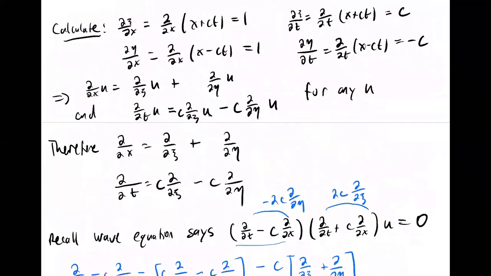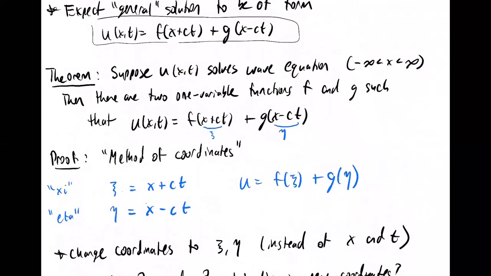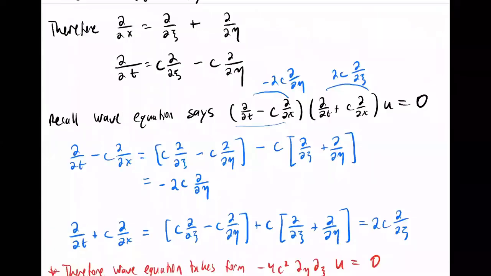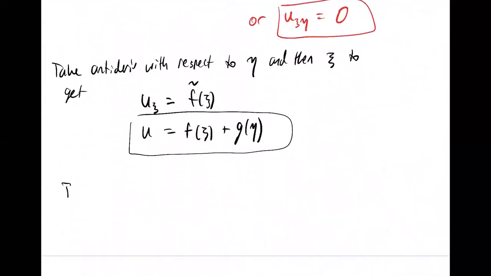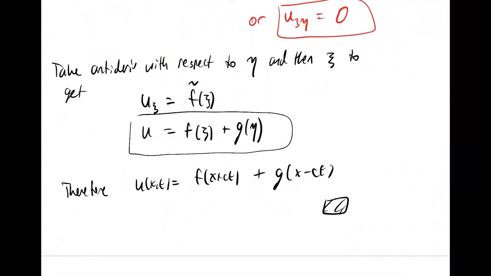Okay, this looks a lot like the formula that we expected to derive, and now the final step is to just plug in what are xi and eta in terms of x and t. Well, xi is equal to x plus ct, and eta is equal to x minus ct. So plugging these in, we get u of x, t has to equal f of x plus ct plus g of x minus ct. And so that's the proof.